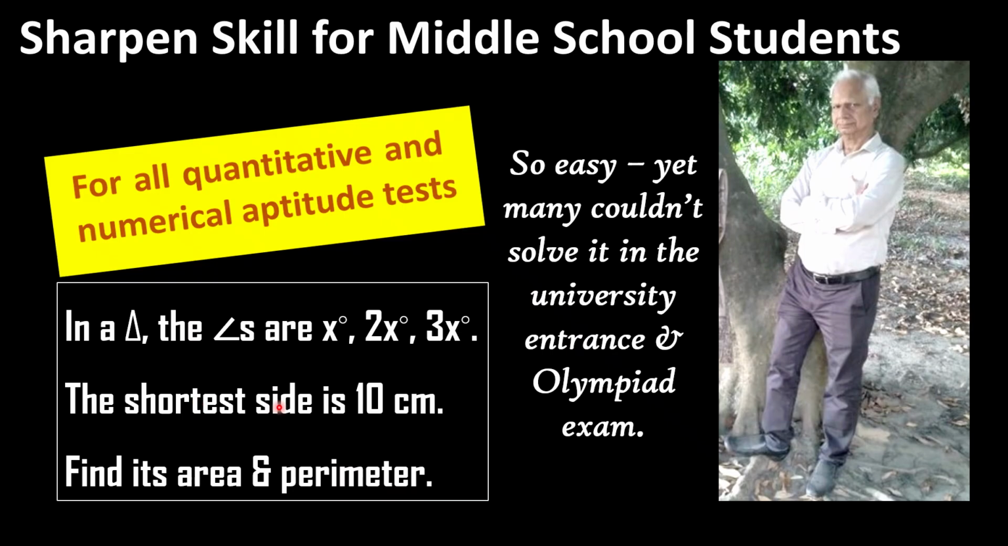The shortest side, this is important. And here is where the student went wrong. The shortest side is 10 centimeter. Find the area and perimeter of the triangle. It was very easy, yet why, I don't know, students could not solve it in the university entrance and Olympiad exams. So let us see how to solve it. Sharpen skill for middle school students.